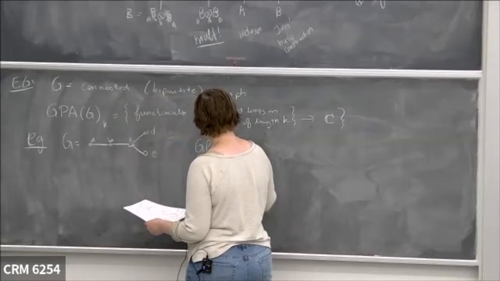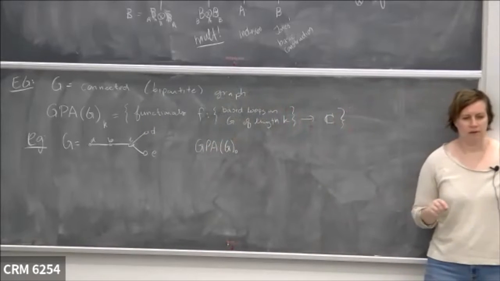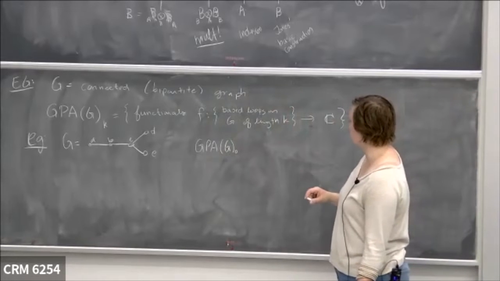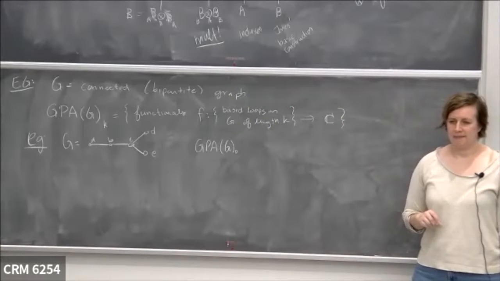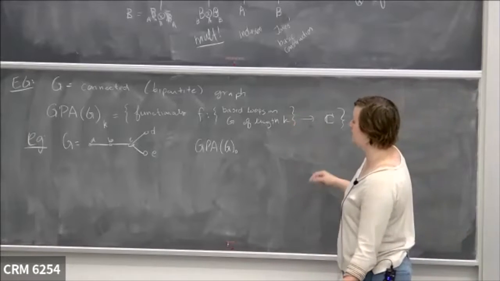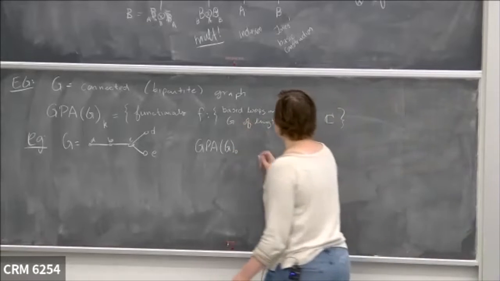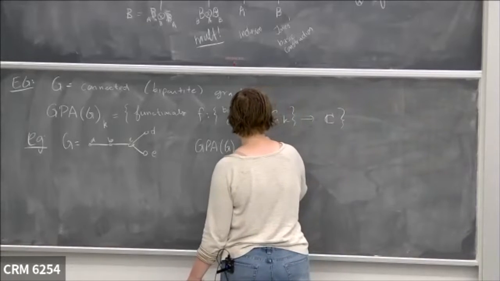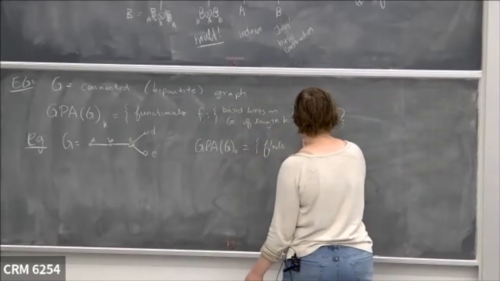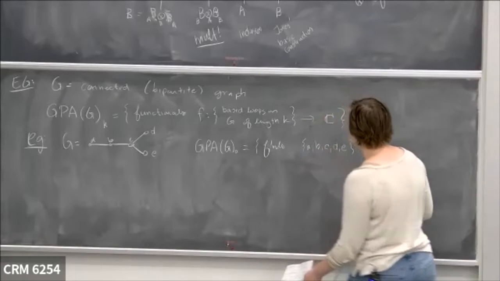What is GPA 0? What is a length 0 loop on a graph? You stay on the same vertex. So the length of these loops is the number of edges they traverse, and we traverse 0 edges. And so this is just functionals from any of our 5 vertices.